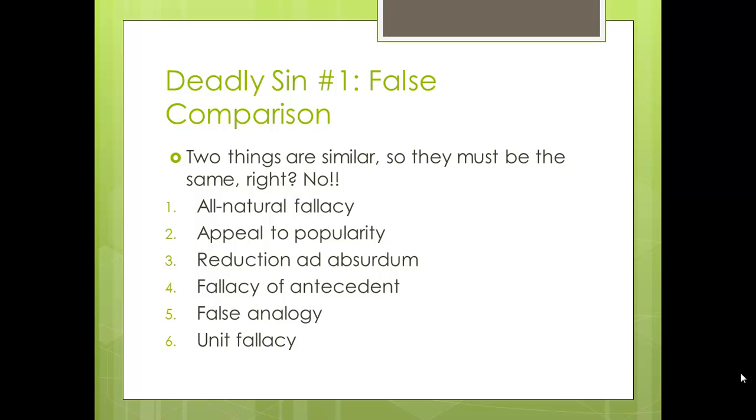False comparisons also appeal to popularity. Everyone's doing it, so you should do it too, right? No, absolutely not. If everyone was jumping off a bridge, does that mean that you should do it? I would think not. False comparisons also include the reduction to absurdity, or reductio ad absurdum. It also includes the fallacy of the antecedent, a false analogy, and, of course, a unit fallacy, which comes down to bad math.